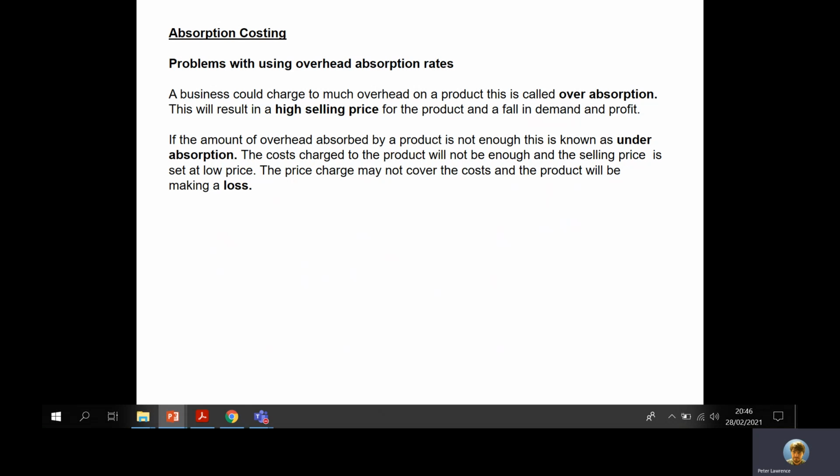Now, a business could charge too much overheads, and we call that over-absorption. It's absorbed too many overheads into the cost of the product. So the production cost is seemingly high, and that's going to give you a high selling price. High selling price can lead to a fall in demand. Alternatively, if you've underestimated your overheads, you will under-absorb costs into the cost of production. That means when you set your selling price, it's going to be too low. And if you're unlucky, you might not cover your costs and the product will be making a loss.